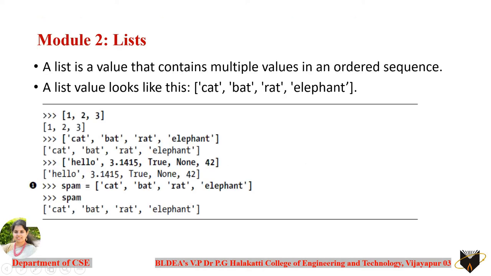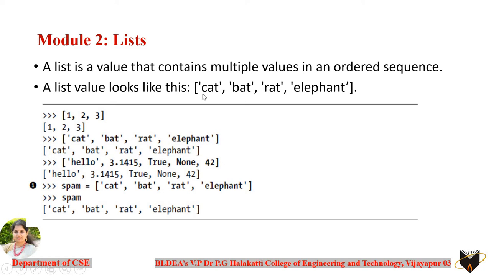So what is a list? A list is a data structure where you will be able to store more than one value at a time, that is, multiple values in an ordered sequence. For example, you can see here the basic syntax that is required for storing the elements into the list. So how to identify whether it is a list data structure or not? Always, the list data structure is included in square brackets.